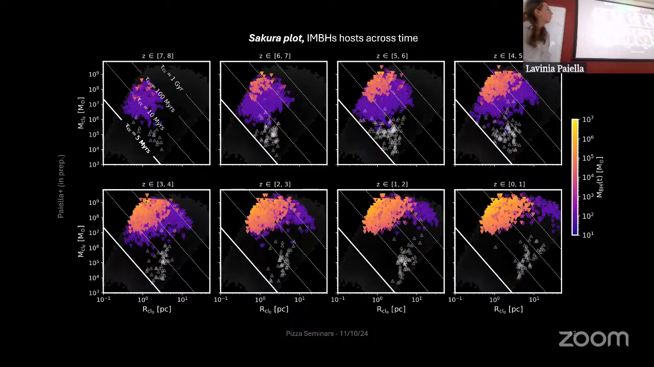Okay, so final plots. This is called the Sakura plot. Honestly, it's not my idea. My supervisor saw it and he was like, "Oh, it seems like a Sakura tree." So let's set it like this. So this is a Sakura plot.